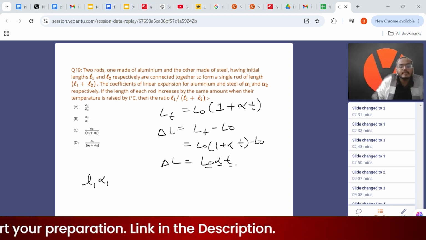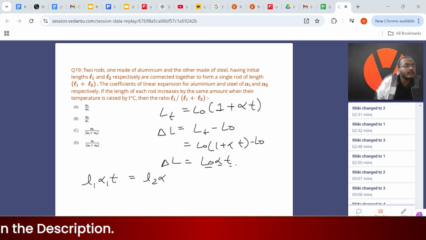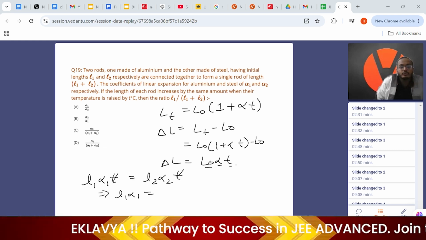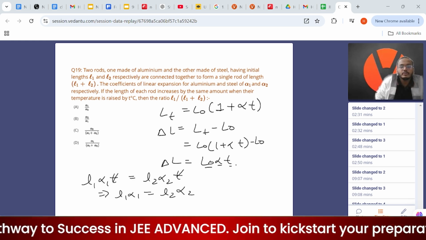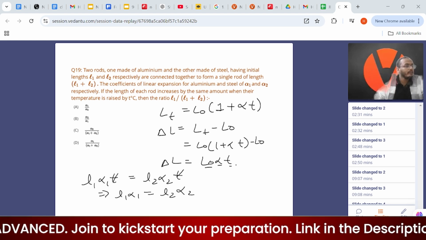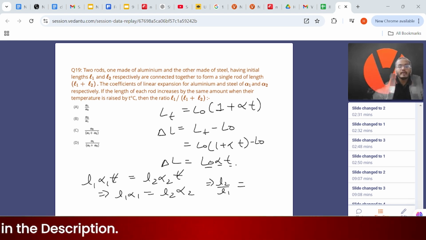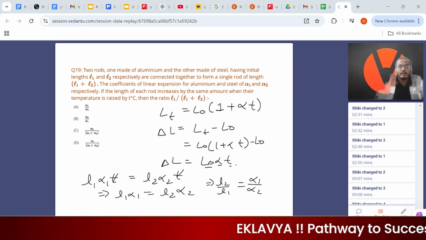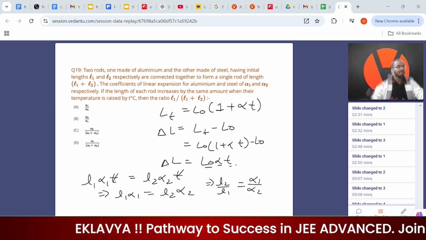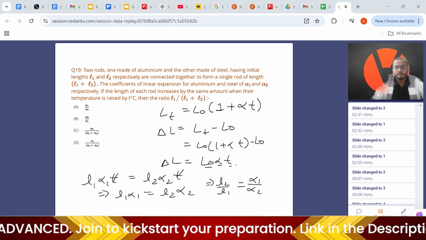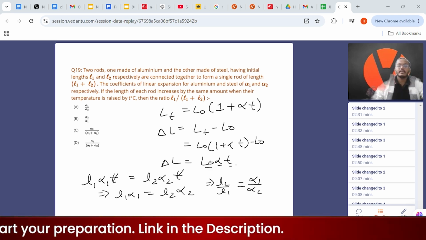So from here I can say that L1 alpha 1 times some temperature is equal to L2 alpha 2 times T. The temperature will get cancelled out. So L1 alpha 1 will be equal to L2 alpha 2. Okay. From here I can calculate that L2 upon L1 will be equal to alpha 1 upon alpha 2. Now, L2 by L1. After this, there will be so many approaches.